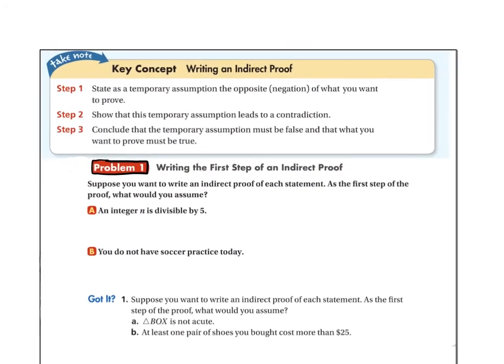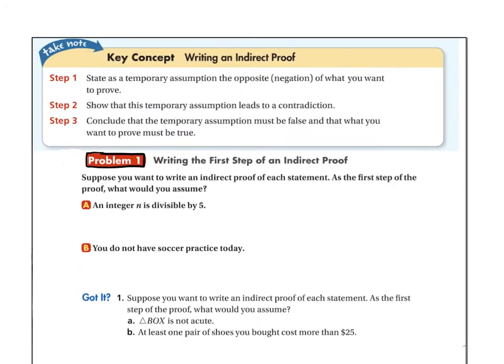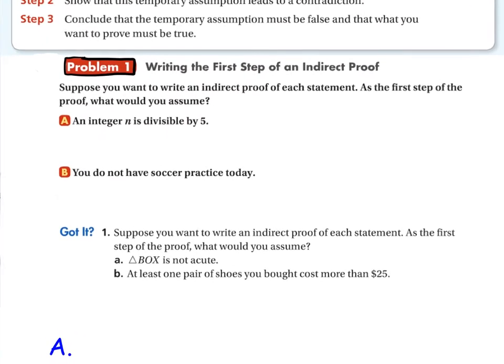When we write an indirect proof, you first see what you're going to prove and then assume that the opposite is true. Then when we show the contradiction, we can say that the opposite has to be true. So the first thing we need to do is state as a temporary assumption the opposite, or the negation, of what you want to prove. The second step is to show that the temporary assumption leads to a contradiction, and the third is you can conclude that it must be false and what you want to prove must be true. So let's look at the first step in writing an indirect proof.